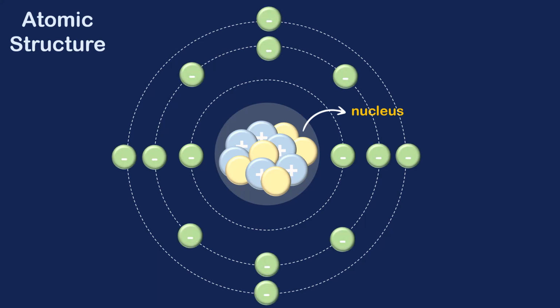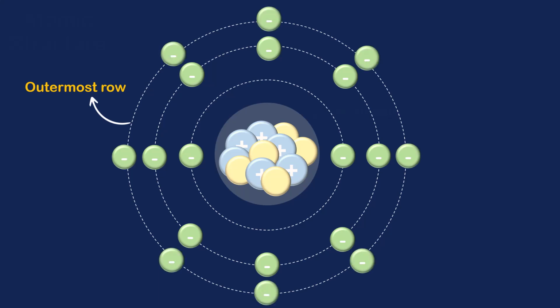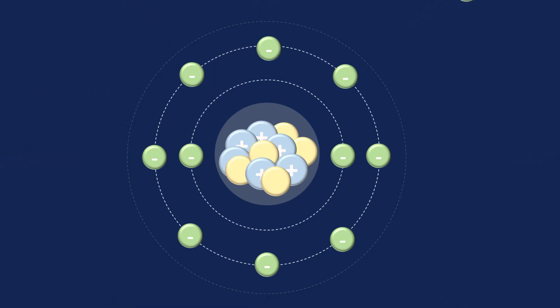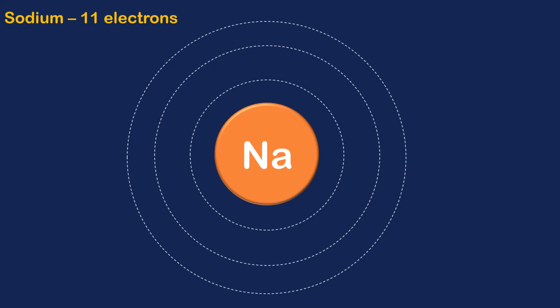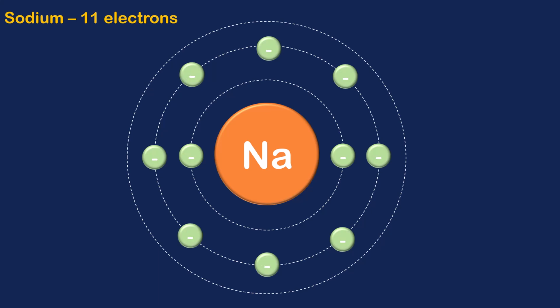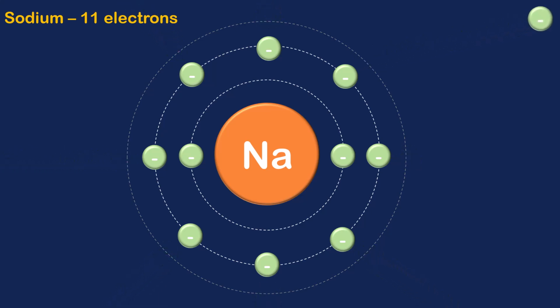Now, atoms always prefer to have their outermost row of electrons either completely full, that's 8 electrons, or completely empty. That makes them stable. For example, look at sodium. It has 11 electrons. That means it has 2 in the first row, 8 in the second row, and just one lonely electron in the third row. It's easier for sodium to give away that one lonely electron than to try to collect 7 more to fill the row. So sodium loses that one electron and becomes a cation, or Na+.